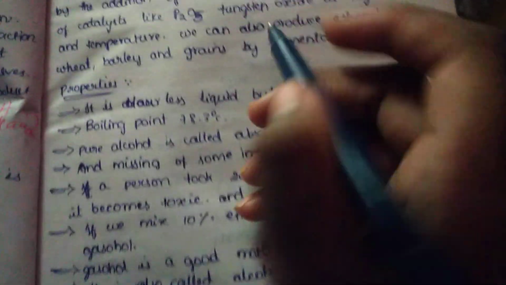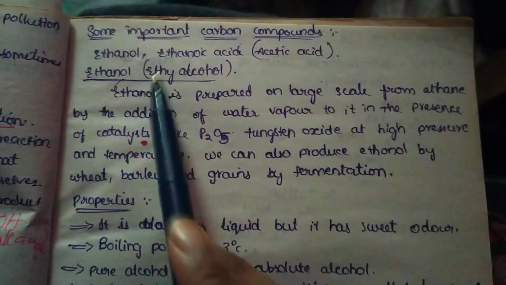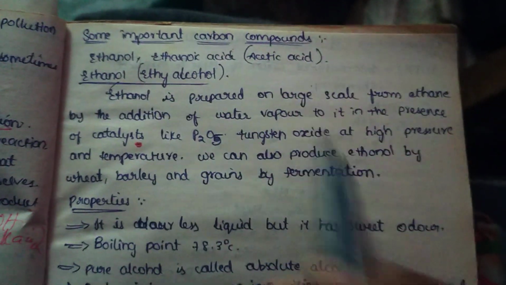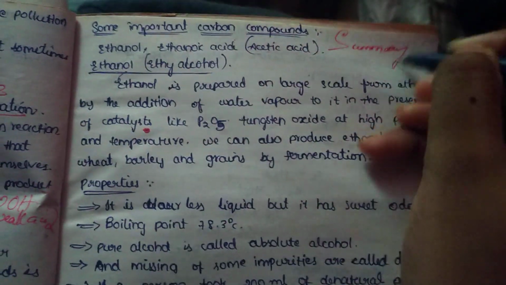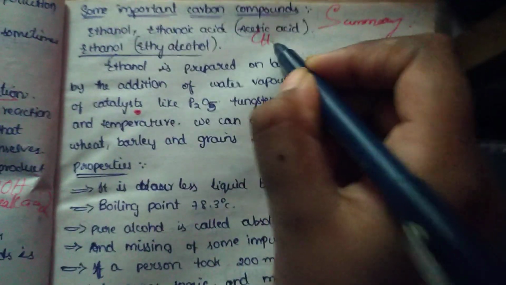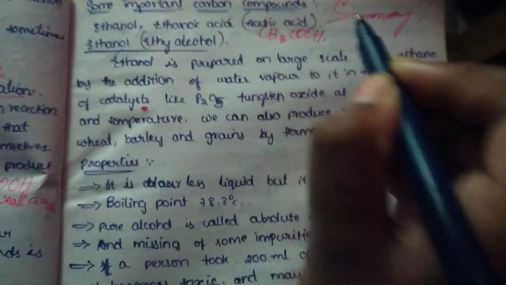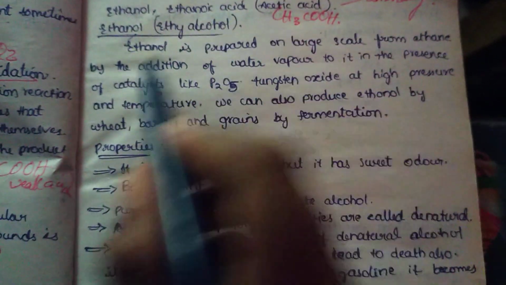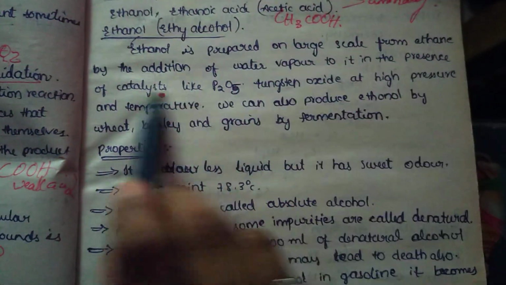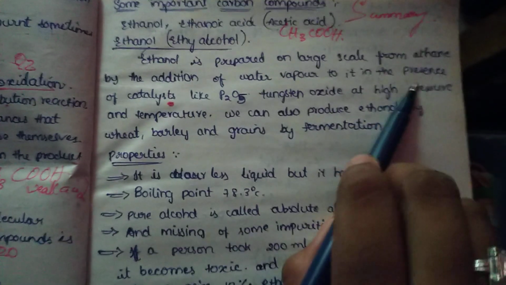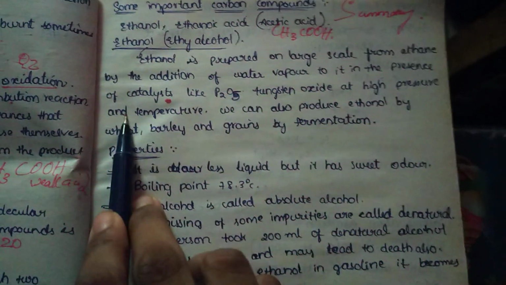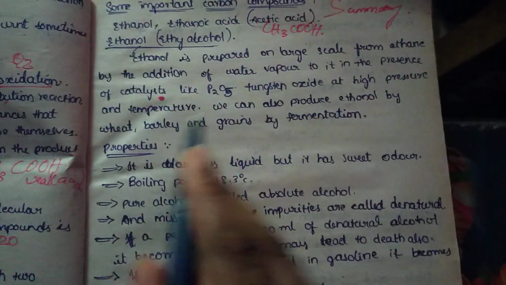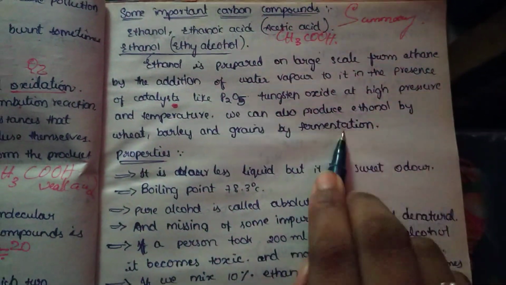Next, a very small topic was left. Some important carbon compounds, that is the summary. Ethanol and ethanoic acid, that is CH3COOH. I have discussed acetic acid. Ethanol, ethyl alcohol. Ethanol is prepared on a large scale from ethene by the addition of water vapor in the presence of catalysts like P2O5 or tungsten oxide at high pressure and temperature. We can also produce ethanol from wheat, barley and gradual fermentation.